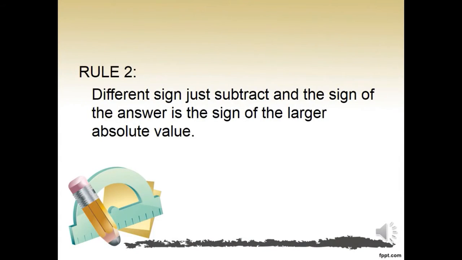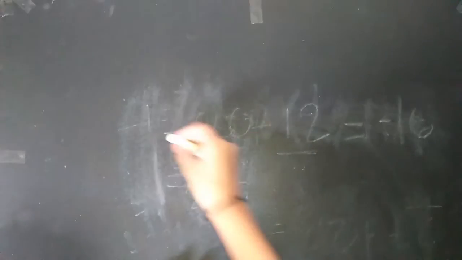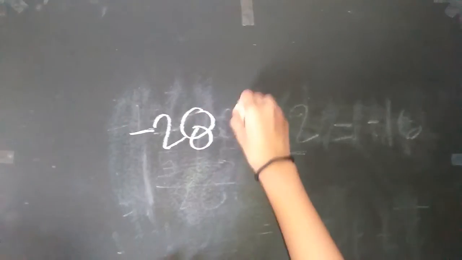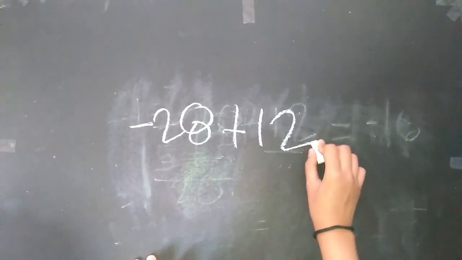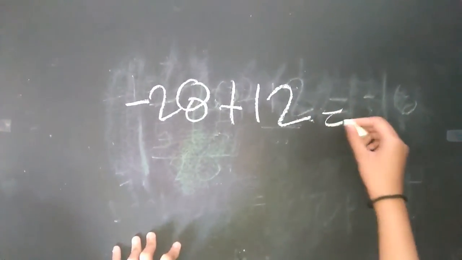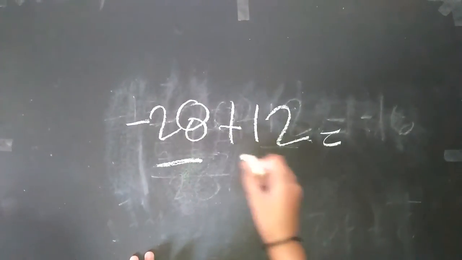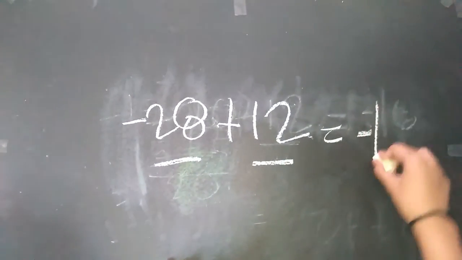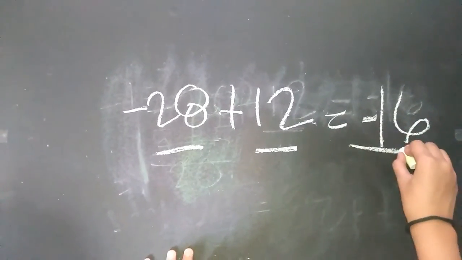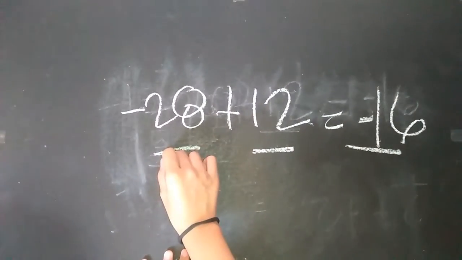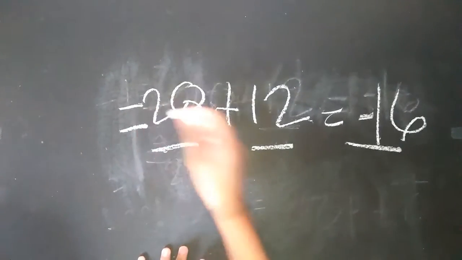For rule number 2, when we operate on integers with different signs, we just subtract them, and the sign of the answer is the sign of the larger absolute value. So we have -28 plus +12. They have different signs, so we subtract. -28 plus +12 equals -16. It is negative since the sign of the larger absolute value, which is 28, is negative.